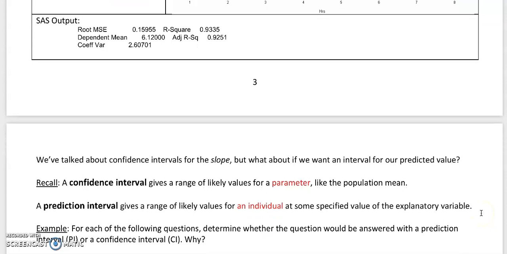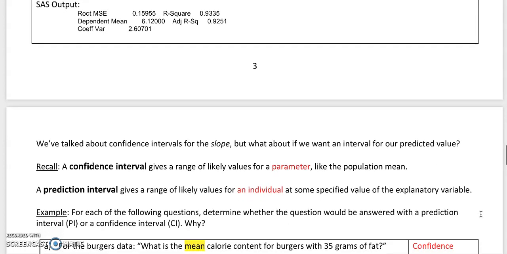I've got a few questions below, and I want you to think about whether each of these would be answered with a prediction interval or a confidence interval, and what kind of context you're using to decide that. So take a few seconds, pause the video, try it out. And when you come back from pausing that, I will go through these.